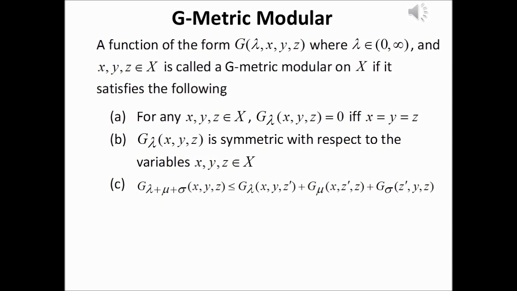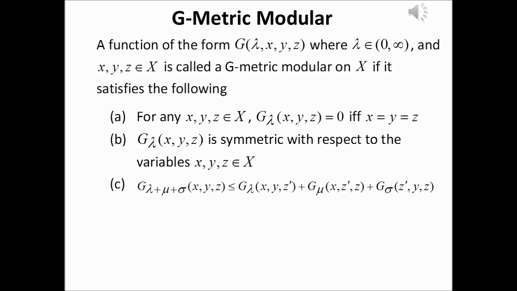So a function G of the form G of lambda, x, y, z is said to be a G-modular if the following axioms are satisfied. Note, we write the function G of lambda, x, y, z as G of x, y, z sub lambda. Okay, so a G-modular metric satisfies the following properties. A: for any x, y, and z in X, G of x, y, z sub lambda is equal to 0 if and only if x is equal to y is equal to z.